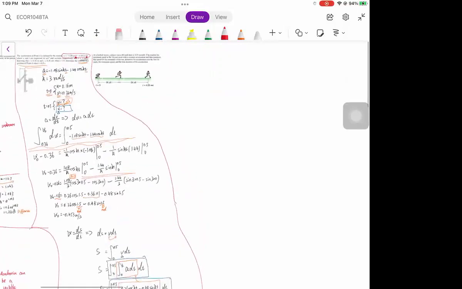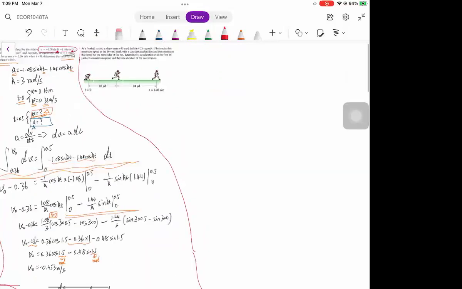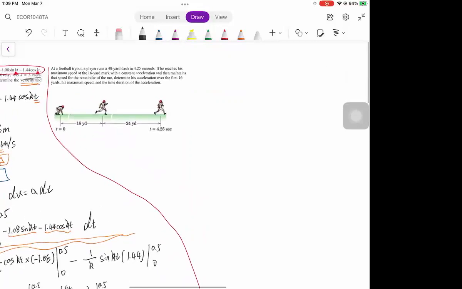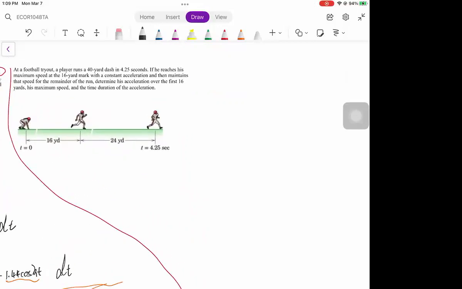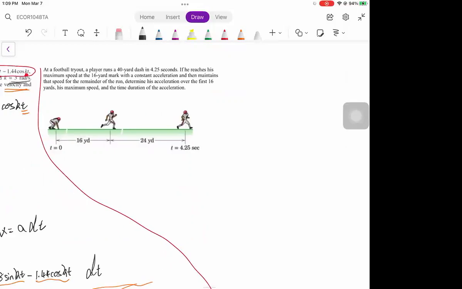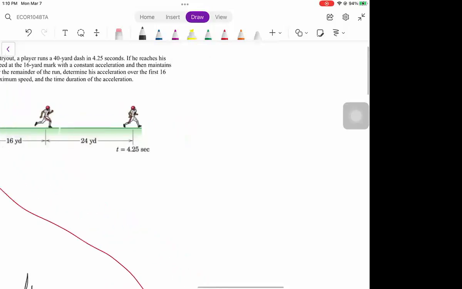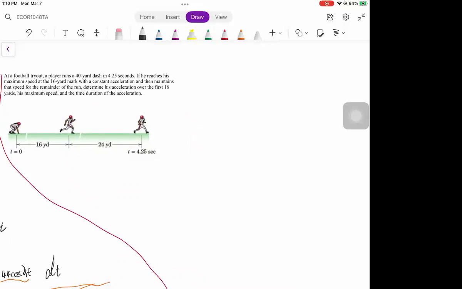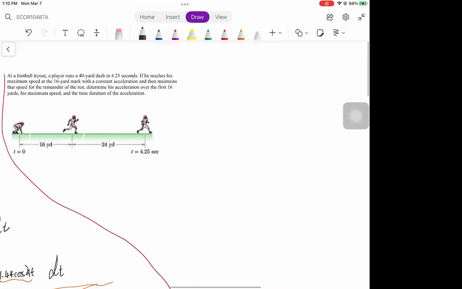Okay, so let's go to the last one. Actually, the last one is, I guess, easier. So going back to my note. Here's my note for the last question, number 6. So again, I'm going to draw a diagram for this one.